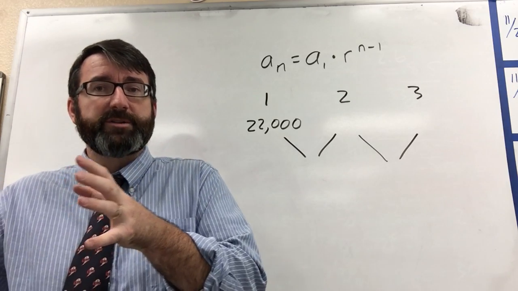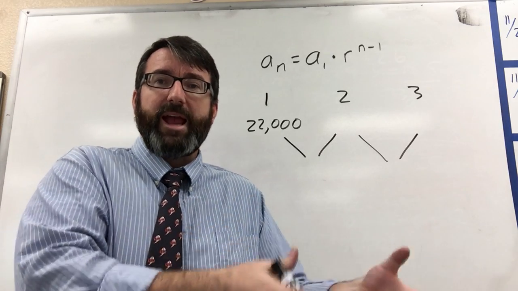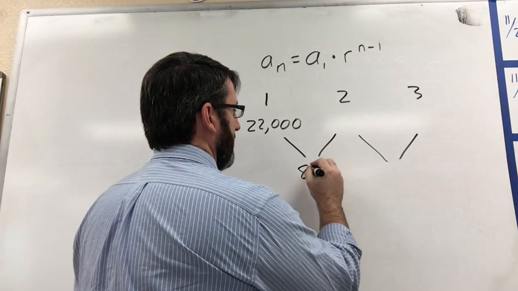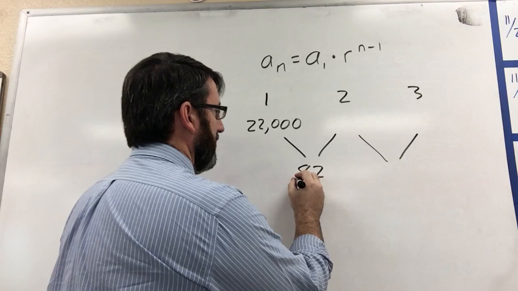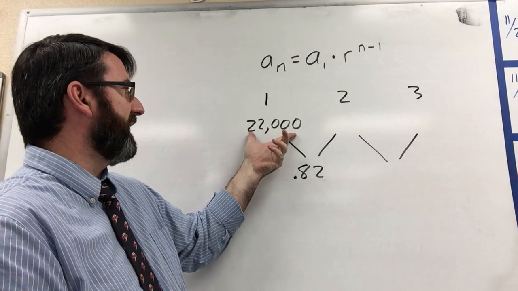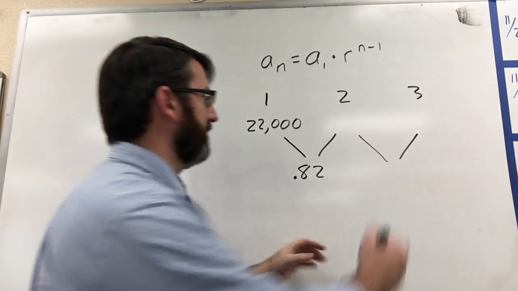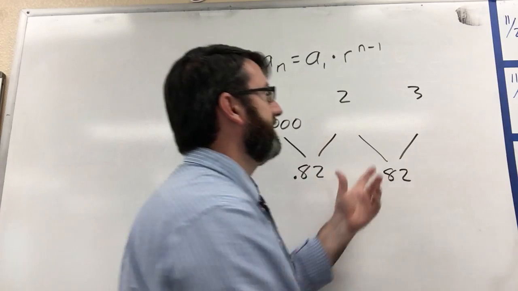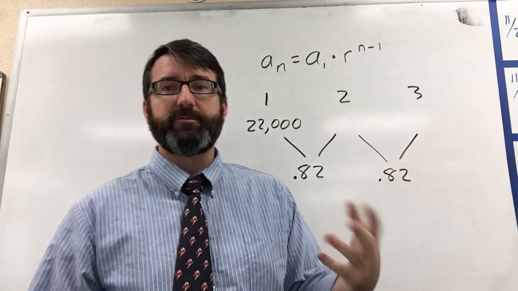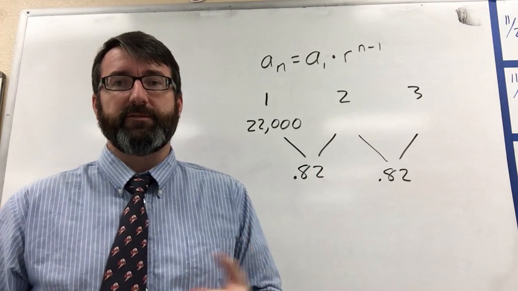So it started off at 100%. It lost 18% of its value to depreciation. Now it's worth 82% of what it was the year before. So our common ratio is 82%, or 0.82 as a decimal. So if we multiply 22,000 by 0.82, we're going to get the value in year 2. And then we'll multiply by 0.82 again, and that'll give us the value in year 3. And I don't need to calculate these values because we already have enough information to put together an explicit formula for this sequence.